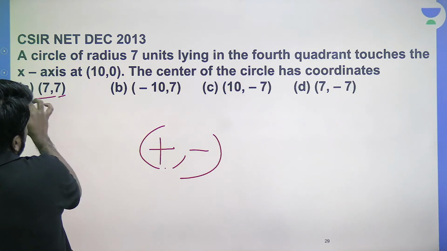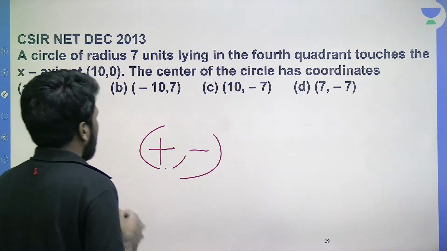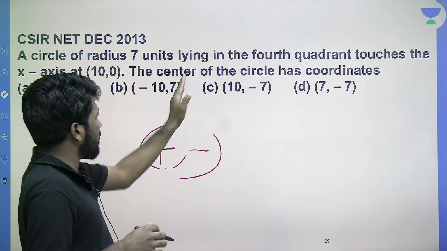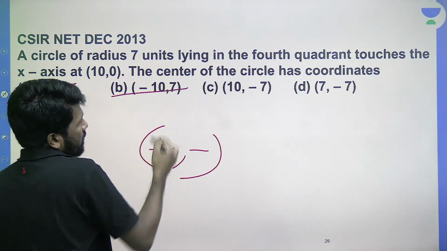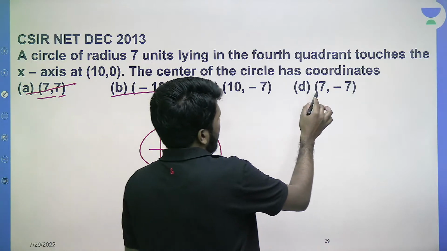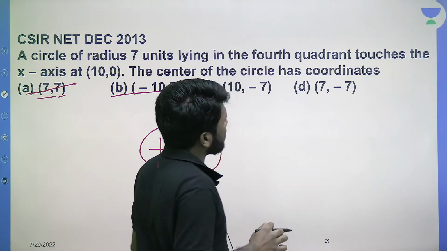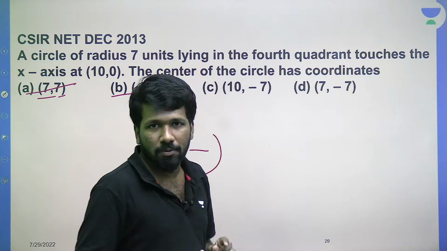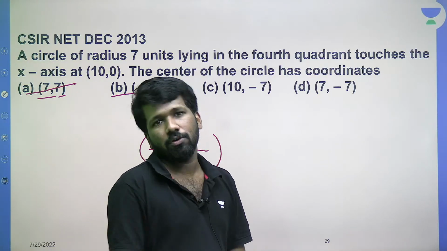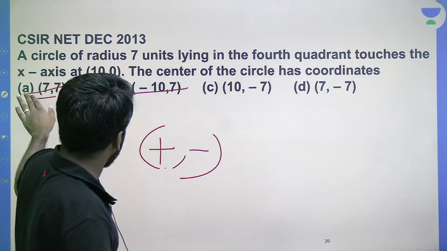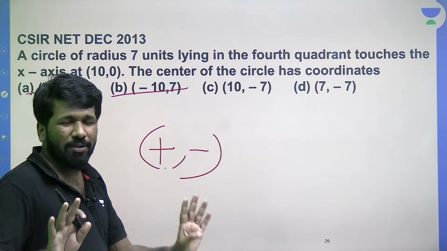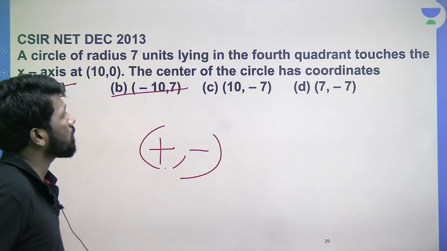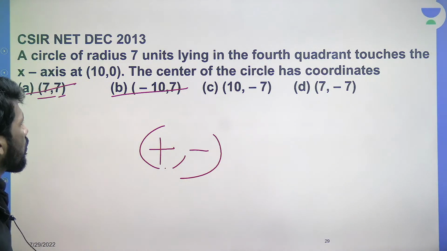This is both positive. This is the first quadrant. That is clearly wrong. This is positive, negative. This is the second quadrant. That is also wrong. This is negative. Sorry, positive, negative. Yeah, this is possible. This also is possible according to the fourth quadrant. Fourth quadrant में ये दो options possible ही नहीं है. Did you all understand this much? Please respond. Did you all understand this much or not?